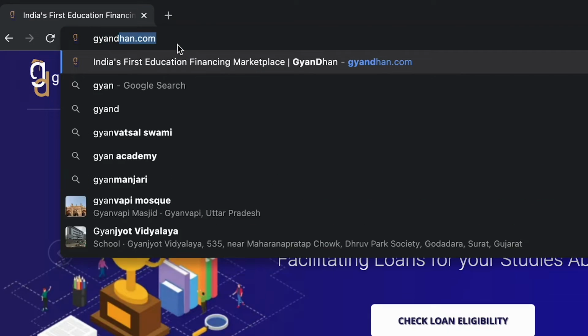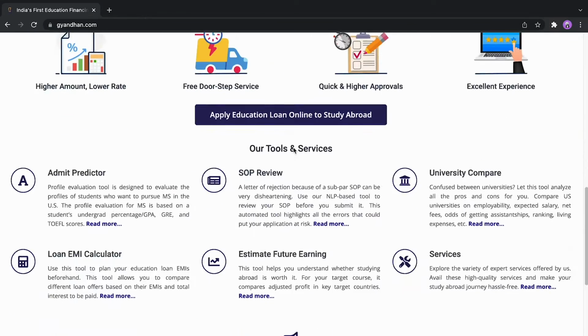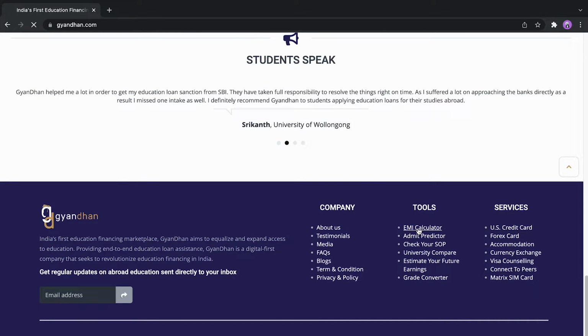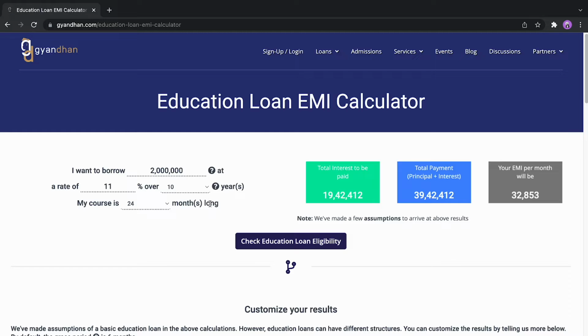To access this tool, all you have to do is visit www.gyandhan.com, and at the footer there is a link to this customized EMI calculator tool. In this tool, you will first have to enter three details: the loan amount that you're looking for, the percentage at which you are thinking of getting a loan, and the course period. Based on these three inputs, first you will see three values: EMI per month, the total payment that you will be making over the entire loan, and third, the total interest that you will be paying.